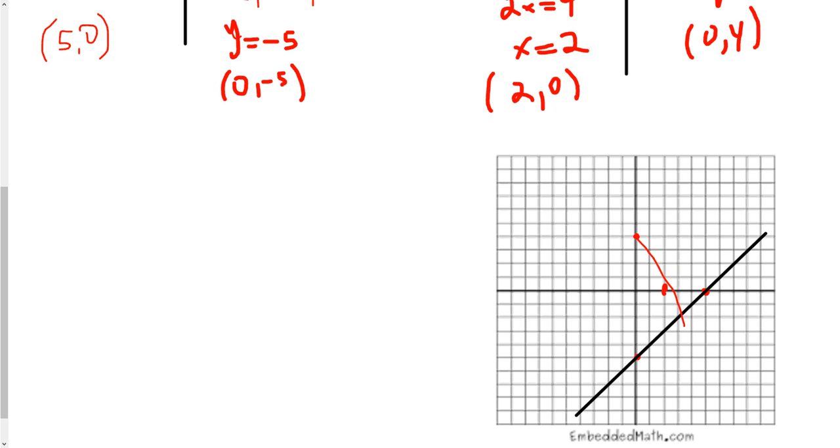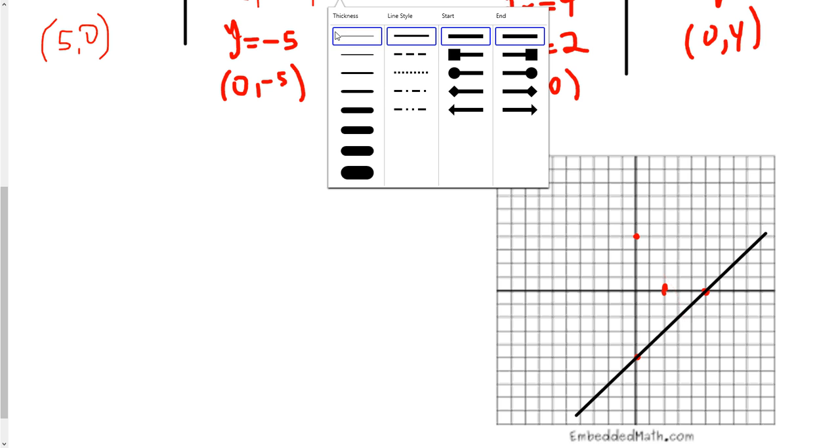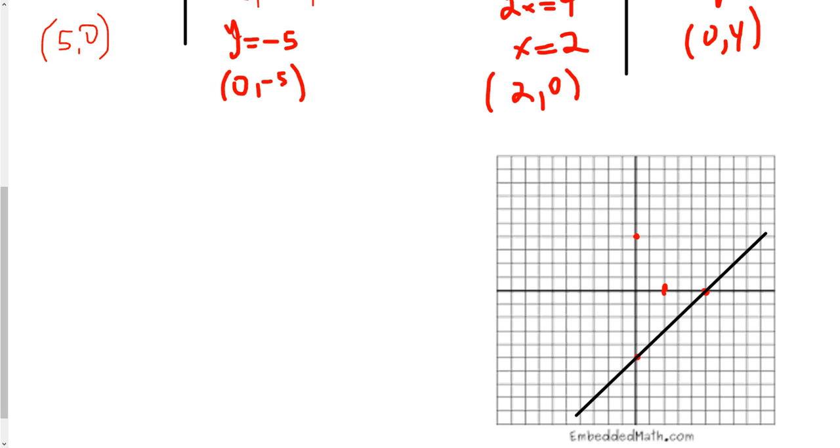Whoops, that didn't work. Oh, I have to select it first. There we go.